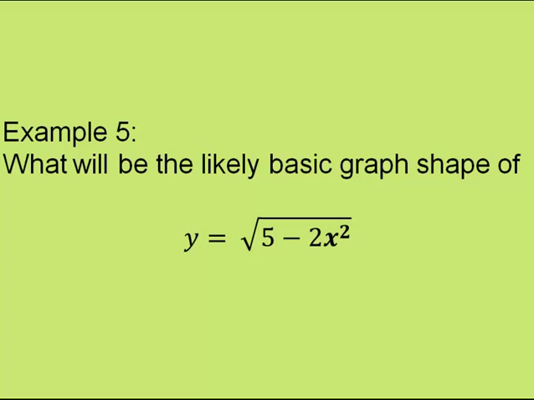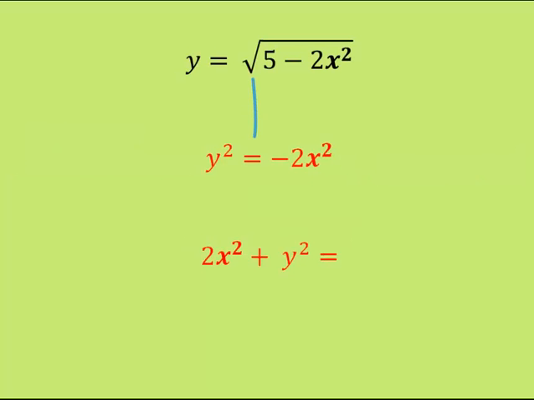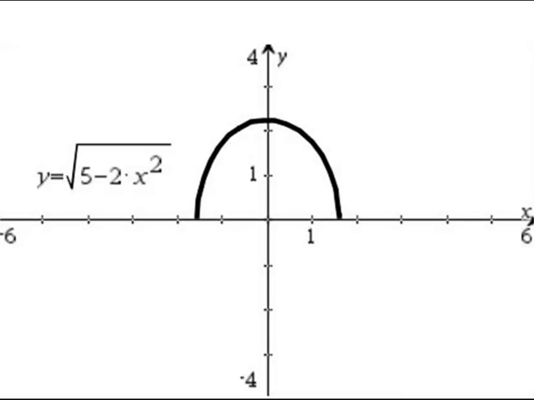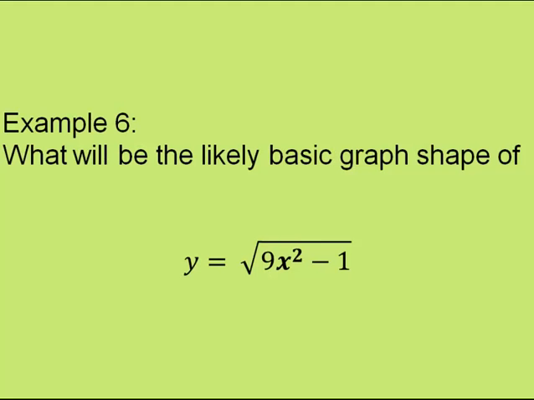Example 5. What will be the likely basic graph shape of this function here? Okay, you notice the y equals the square root of a quadratic expression. Begin the mental process. Square both sides. Move the x squared term to be with the y squared. You have the coefficients being the same sign but unequal. That would initially remind you of an ellipse. The radical crops half of it. You've got half of an ellipse coming up for a graph. That's indeed the case.